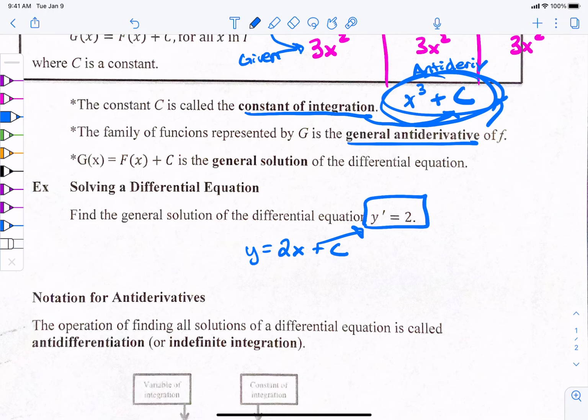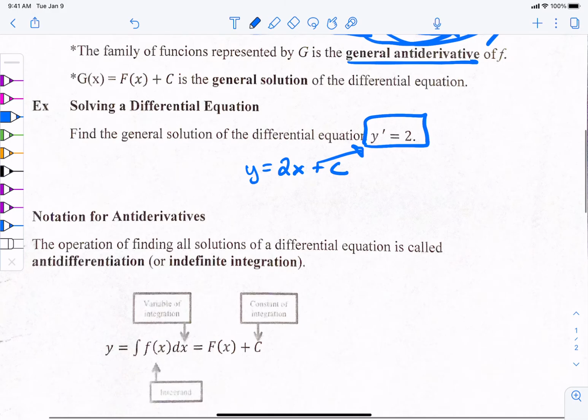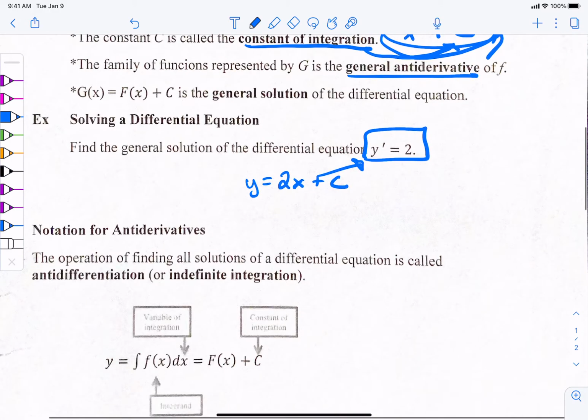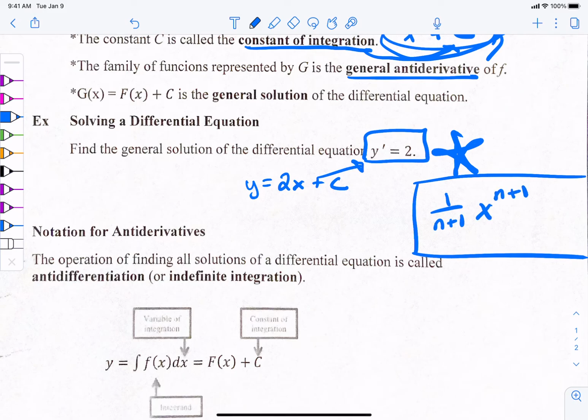Are you ready for it? Here is the rule for finding the antiderivative. We'll just put it off to the side over here. Put a star or a box or something really big around this. The rule for finding the antiderivative is 1 over n plus 1, x to the n plus 1. That seems really simple. It's not too bad. 1 over n plus 1, x to the n plus 1.